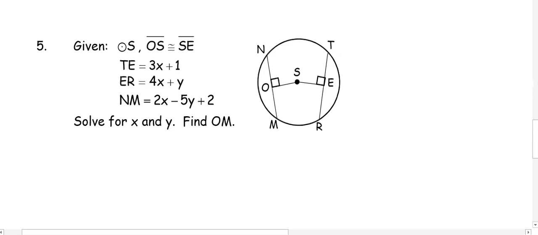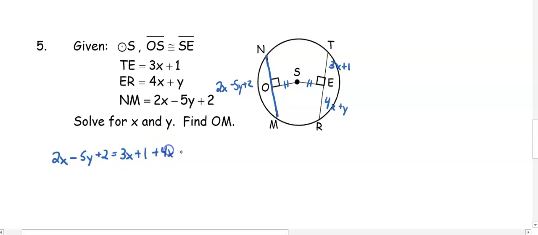In number 5, given circle S, OS is congruent to SE, which means that the chords are the same distance away from the center. So we know that TE is 3x plus 1, ER is 4x plus y, and the whole other segment, NM, is 2x minus 5y plus 2. We know that the entire chords are congruent, so we can say 2x minus 5y plus 2 is equal to 3x plus 1 plus 4x plus y.